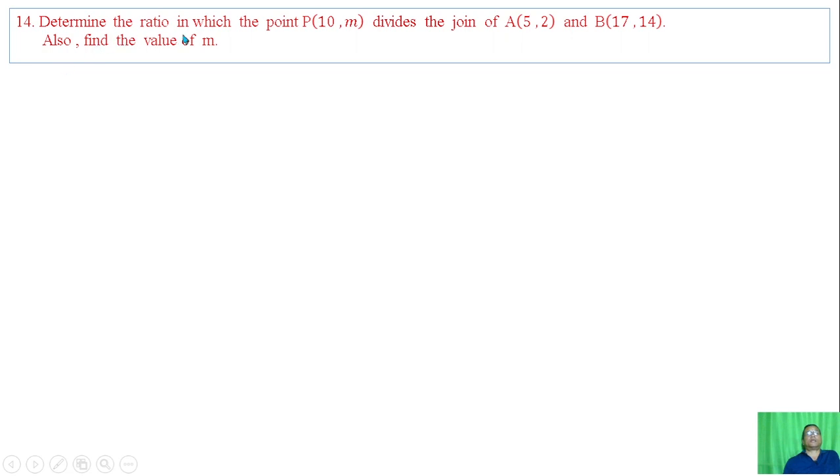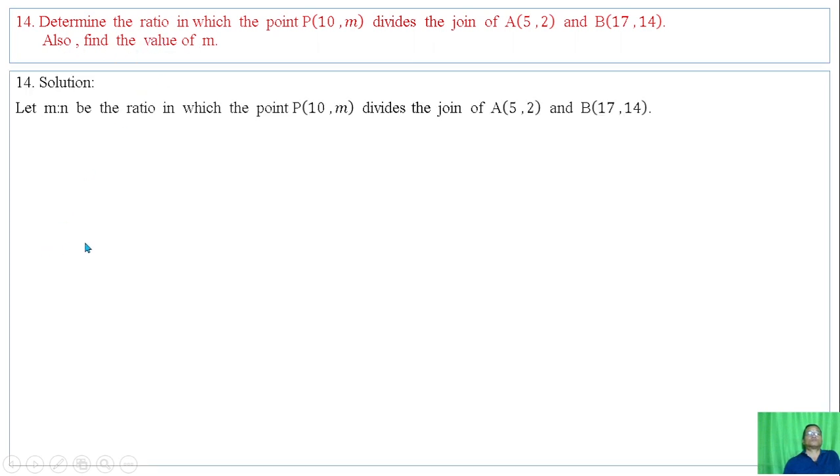Question 14. Determine the ratio in which the point P divides the joint of A and B. Also find the value of M.